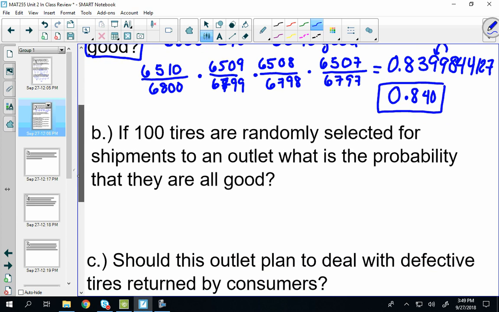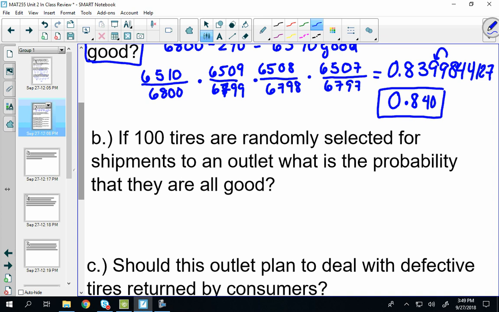Now, if we look at part B, we're looking at that same situation, but we're going to look at 100 tires. So in theory, we could do what we did above in part A and just do it 100 times, but that's a cumbersome calculation. So if you guys remember, we learned that rule that if our sample size is less than 5% of our population, we can assume they're independent. So if we find what 5% of our population is, that 0.05 times 6,800, we find that 5% of our population is 340.